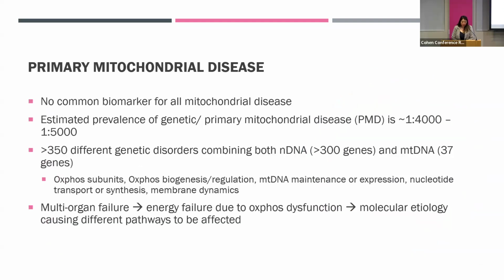So there's no common biomarker for all mitochondrial disease. It's a heterogeneous group of disorders. But later we'll talk about some of the biomarkers that we check to tell us whether or not there could be a mitochondrial dysfunction. The epidemiology is a little bit hard because it's a rare disorder. What's cited in literature is about 1 in 4,000 or 1 in 5,000. There are now more than 350 different genetic disorders described associated with mitochondrial disease. And it's mostly nuclear DNA changes, and then mtDNA. They are components that mostly comprise the oxidative phosphorylation subunits, but also other parts of the mitochondria. And if there's a part of the mitochondria that's not working, then it leads to multi-organ failure. So these patients can get quite sick.